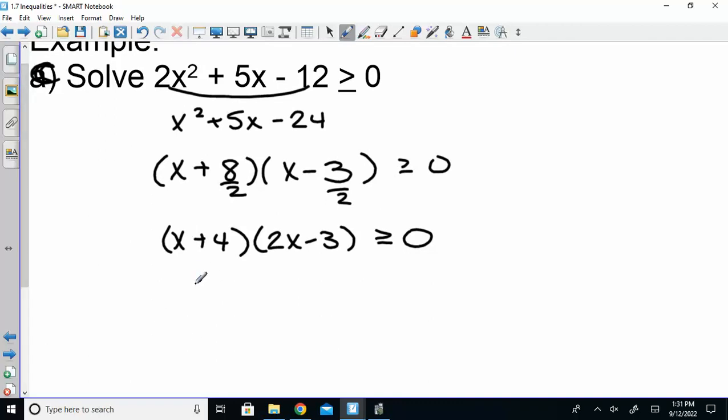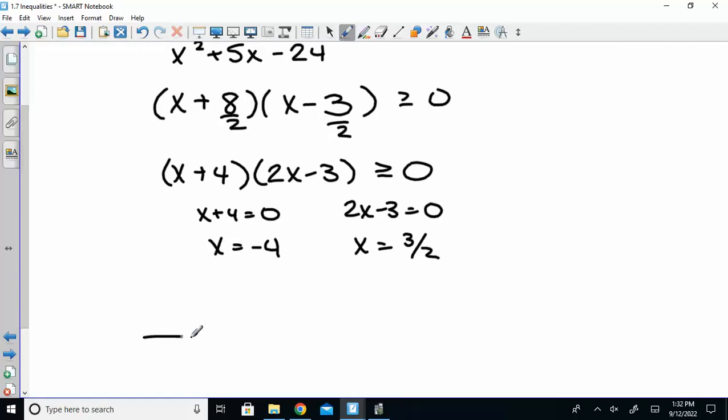So if you set these equal to 0, we're finding out where it hits the x-axis first. So we get -4 and +3/2. Those are my points on the x-axis. Now when you look at the graph, what does it look like?